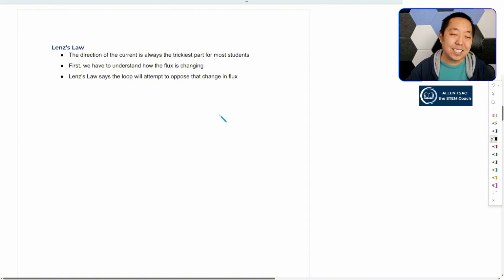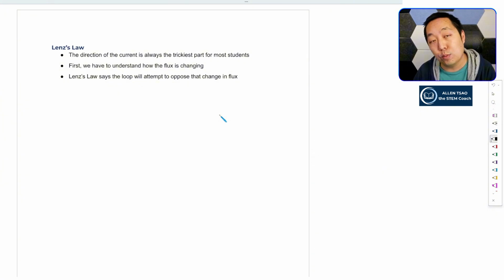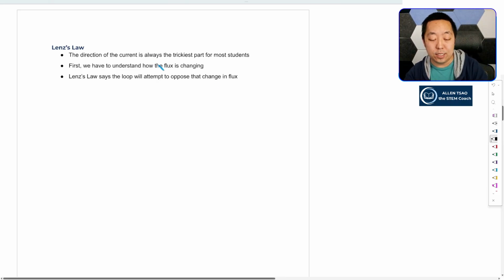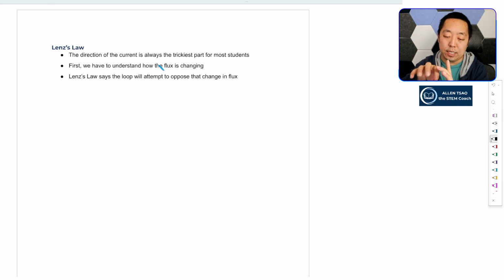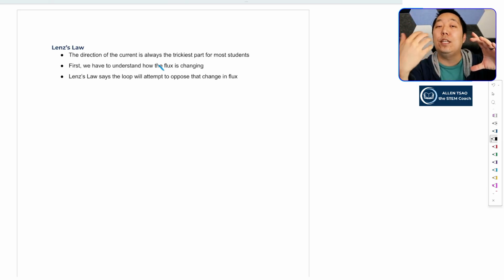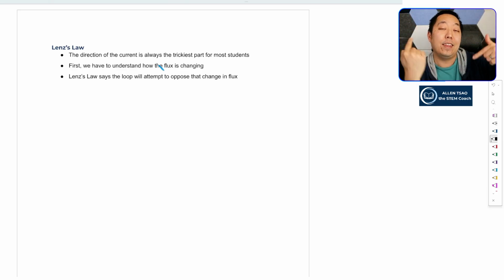Lenz's law, that's the direction of the current. And here's the part that's the trickiest for most units. The direction of the current is always tough. First, you have to understand how the flux is changing. Lenz's law says that the loop will attempt to oppose that change in flux. What that means is if the flux is increasing, like if the flux going into the loop is increasing, then to oppose it, it's going to induce a magnetic field. Because remember, this current is going to create a magnetic field.